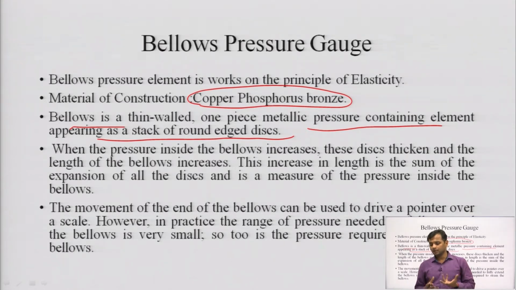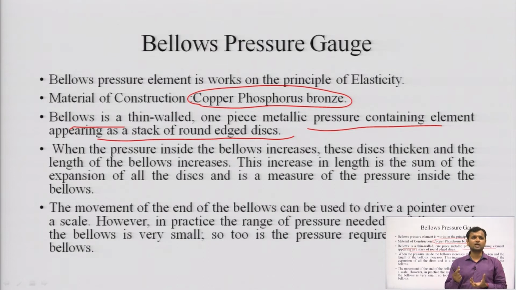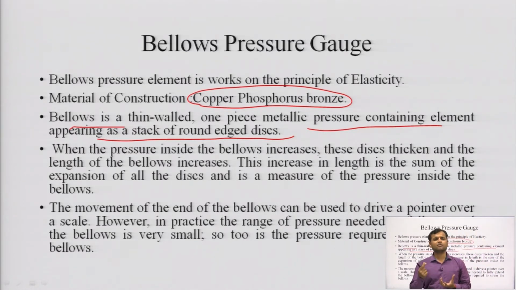and if the length of the bellows increases, that will cause a displacement, and that displacement can be measured. This increased length, the sum of the expansion of all the discs, is a measure of the pressure inside the bellows. There are multiple discs in a single bellows. When we apply the pressure, all the discs will be displaced, and the total displacement can be measured with the help of the connected pointer. The movement of the end of the bellows can be used to drive a pointer over a scale.